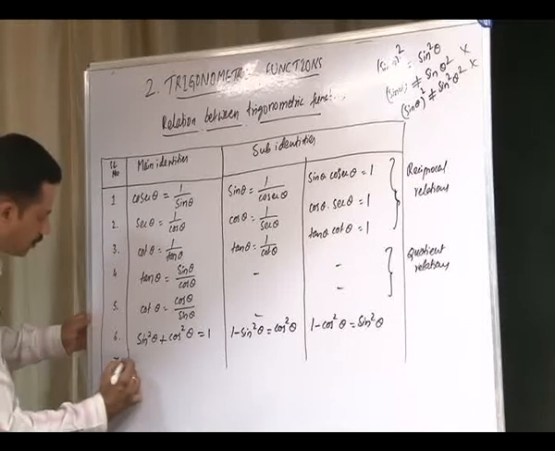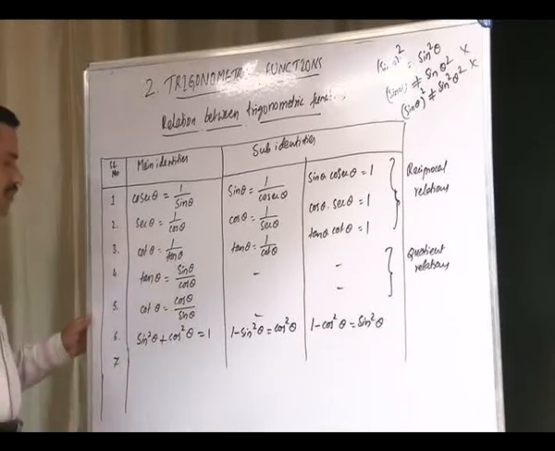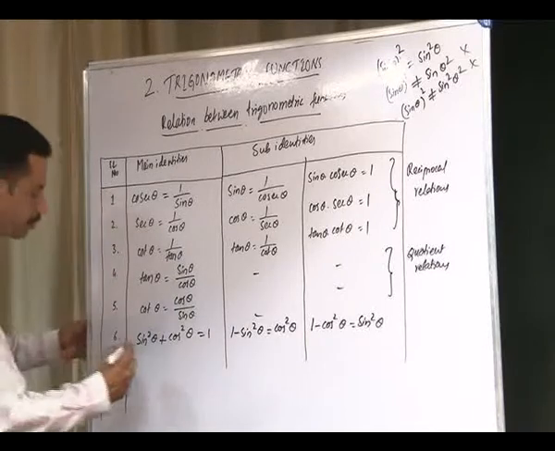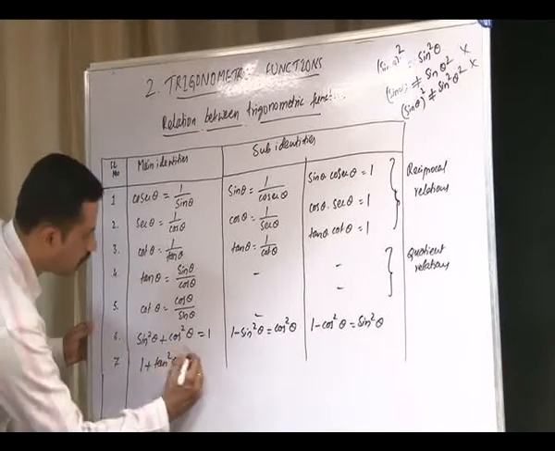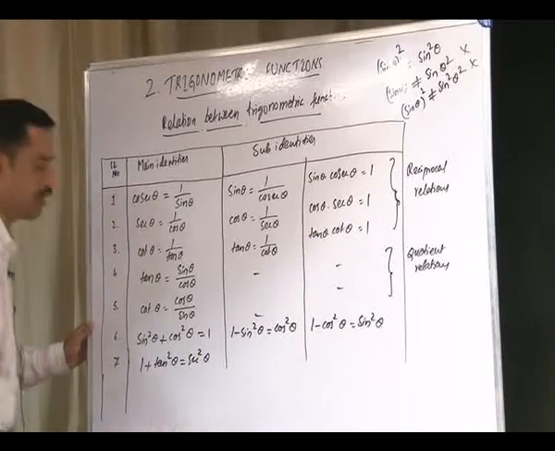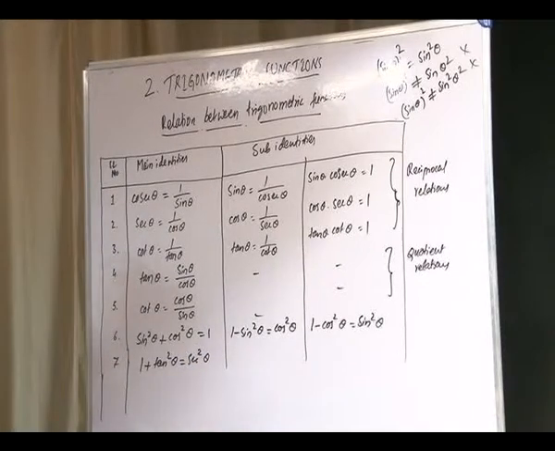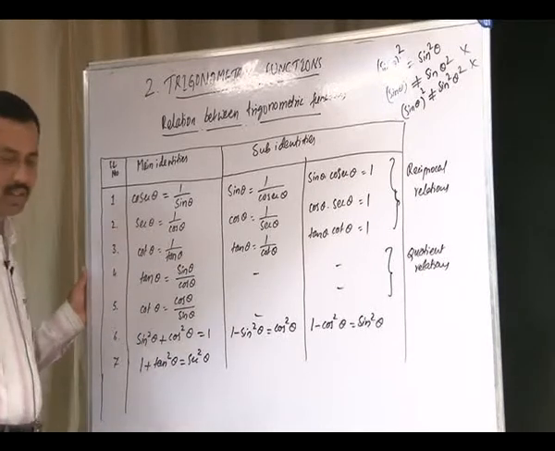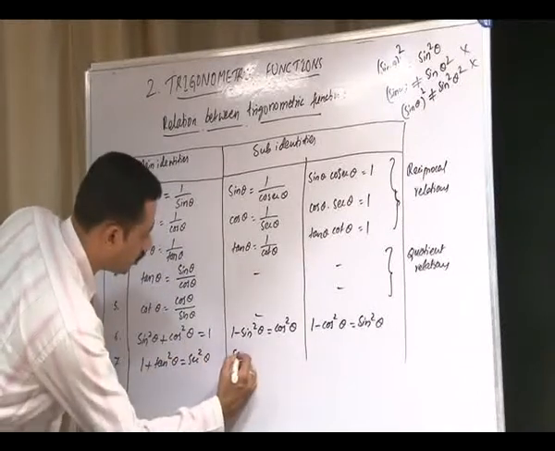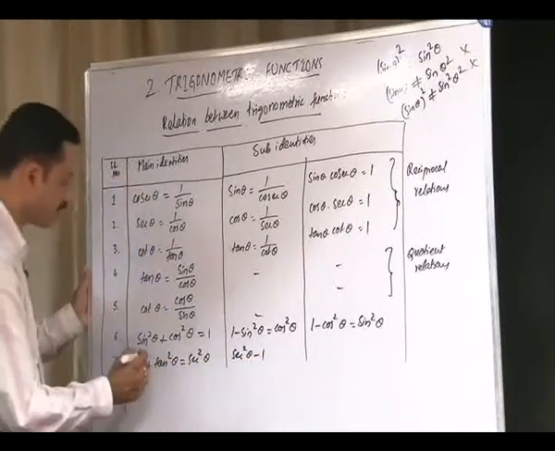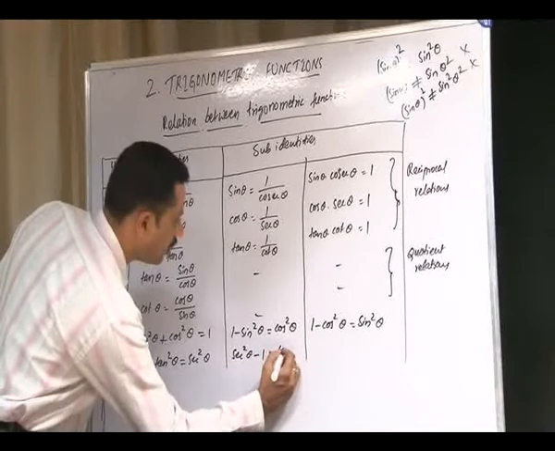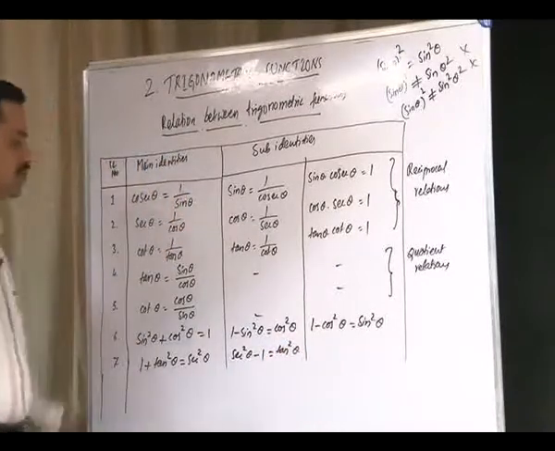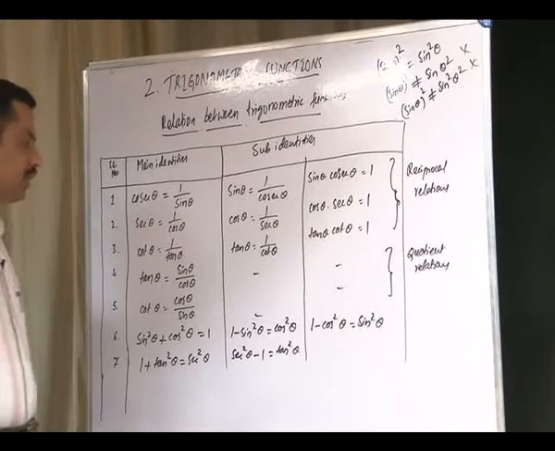Next, the seventh one. I will write this as 1 plus tan square theta is equal to secant square theta. This is the main identity, and the sub identity can be written as secant square theta minus 1. If you transfer the plus 1 to the right hand side, it becomes minus 1. So, secant square theta minus 1 is equal to tan square theta.